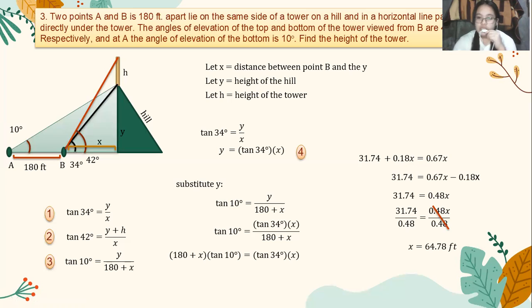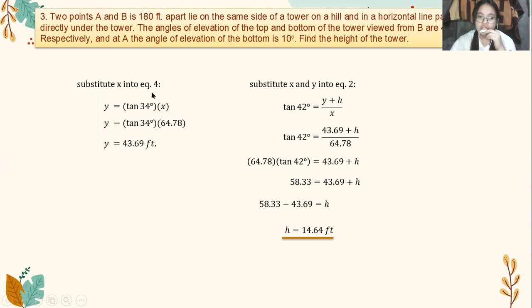Next, you have to transpose the 0.18x to the right side since the other x is there. So we have 31.74 equals 0.67x minus 0.18x, which gives 0.48x. Then let's divide both sides by 0.48 and cancel, then divide 31.74 by 0.48. So our x, or the distance between point B and the hill, is 64.78 feet.